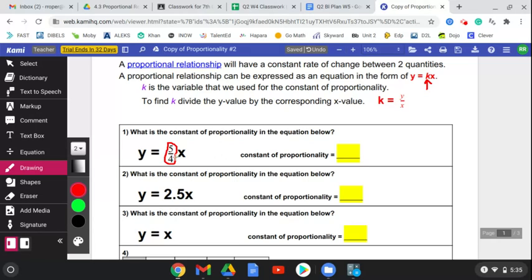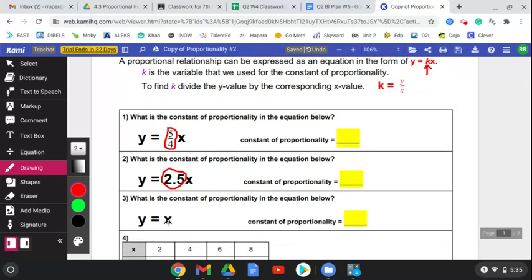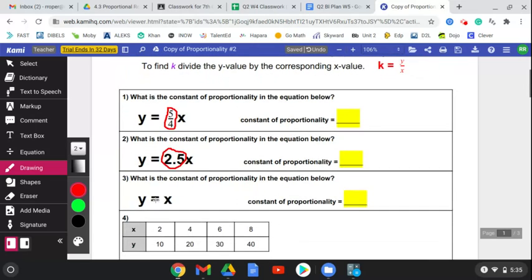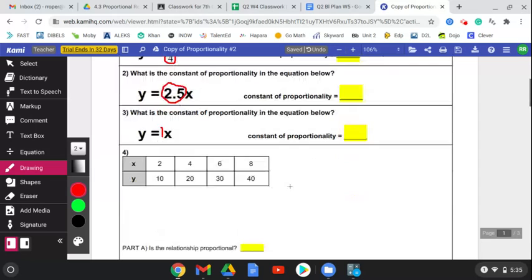So number one, that'd be 5/4. And number two, that'd be 2.5. And in number three, that'd be what? What number is in front of x? Well, if we don't see a number, it's understood to be 1. There is an invisible 1 in front of the x. So the constant of proportionality there would be 1. Okay, so write those numbers on the blank there.